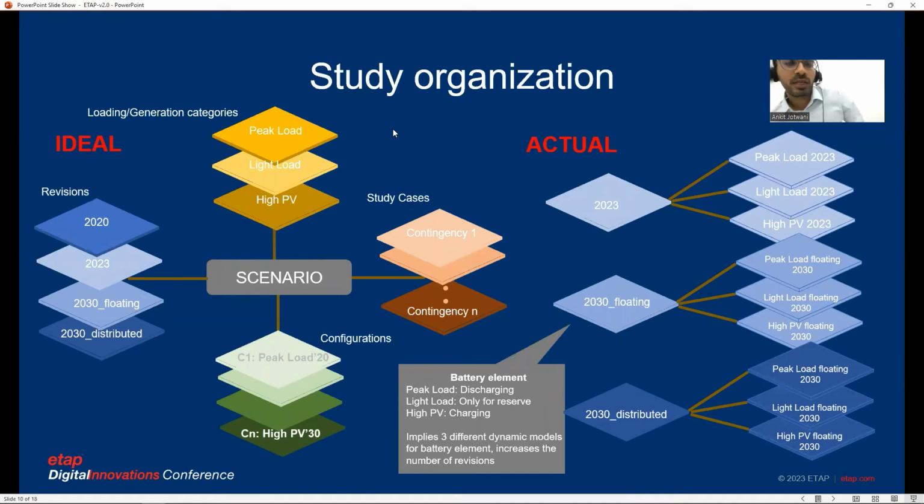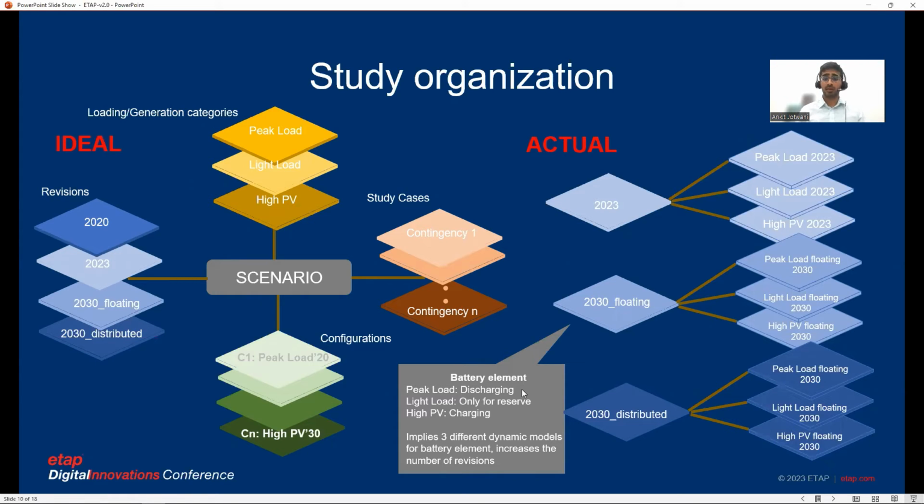We use a multi-dimensional database structure consisting of revisions, configurations, and loading generation categories to organize the whole study. The idea was to use the revisions to store the different grid expansions, the loading generation categories for the study cases for the different contingencies in play, and the configurations for the breaker status and the reactive power operation modes. However, we couldn't maintain such a structure because of the battery element.